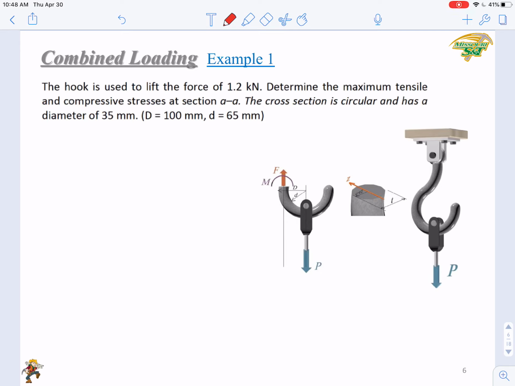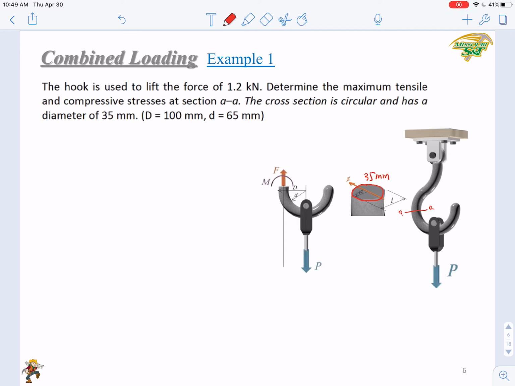So here is our section AA. The cross section is circular and has a diameter of 35 millimeter. So here is the cross section, and its diameter. The diameter is 35 millimeter. Okay, so let's analyze this case.